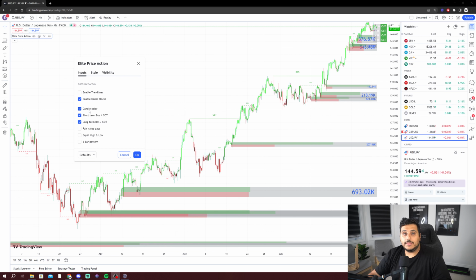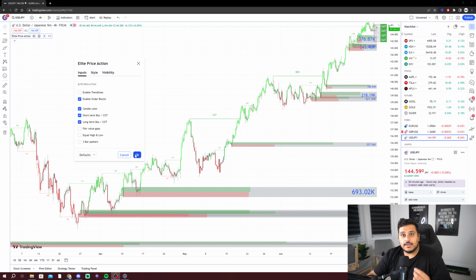Now that we understand the basic price action, let's talk about the indicator and how it can help you and what strategy you can use in order to start winning and making money in the markets. Now, one thing you want to understand with this indicator is that you have your short-term break of structure and change of trend and your long-term break of structure and change of trend.